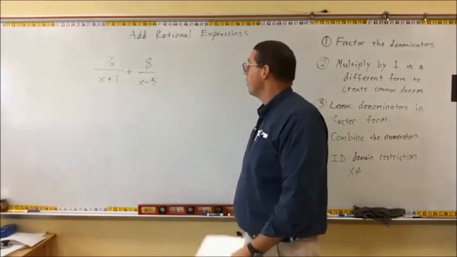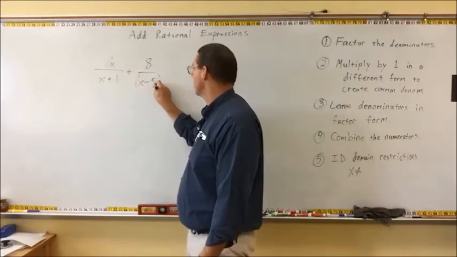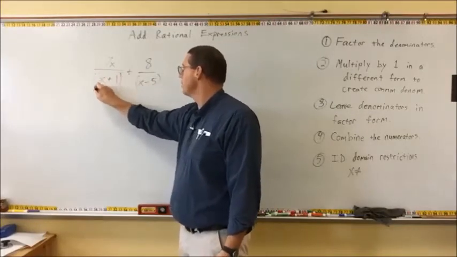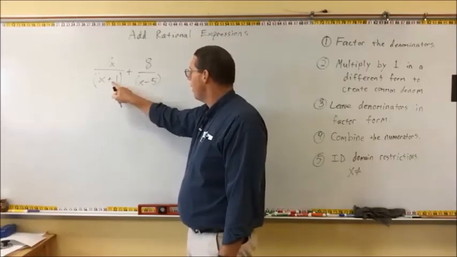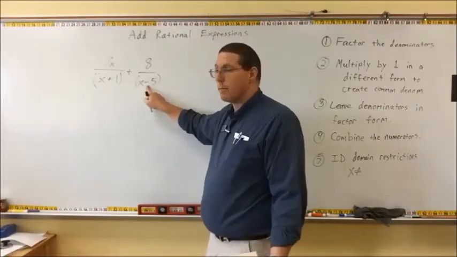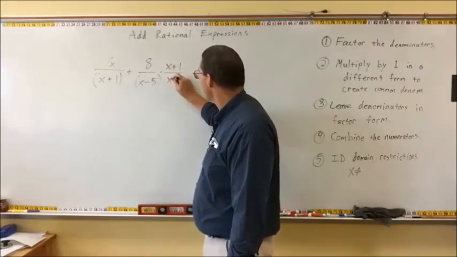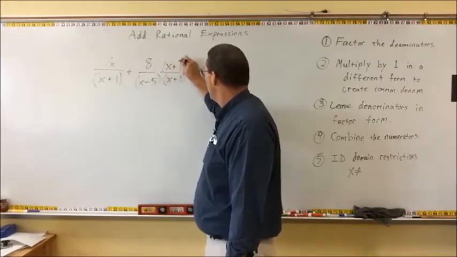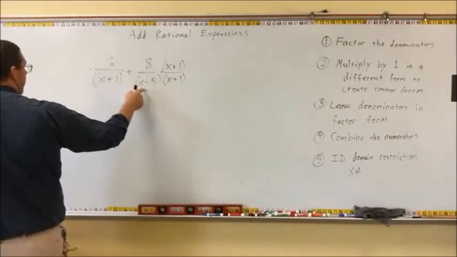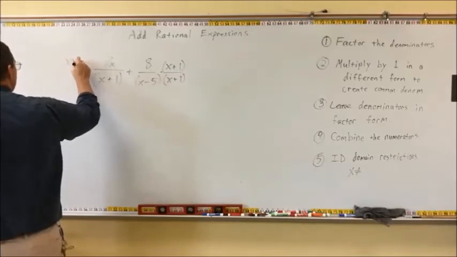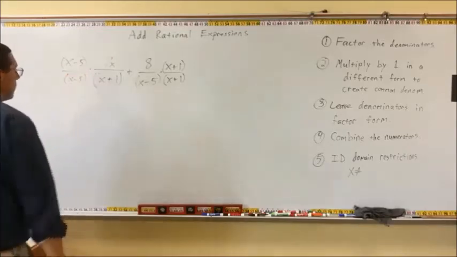Okay? All right, first thing we're going to do is factor the denominators. Well, they're already factored, so we don't have to factor the denominators. Now we're going to say, what does this denominator have that this one doesn't have? It has an x plus 1. So we're going to multiply by x plus 1 over x plus 1. Over on this side, this denominator has an x minus 5. So we're going to multiply by x minus 5 over x minus 5, right?